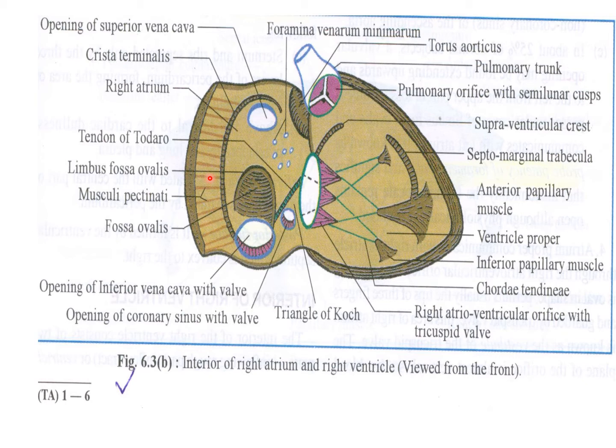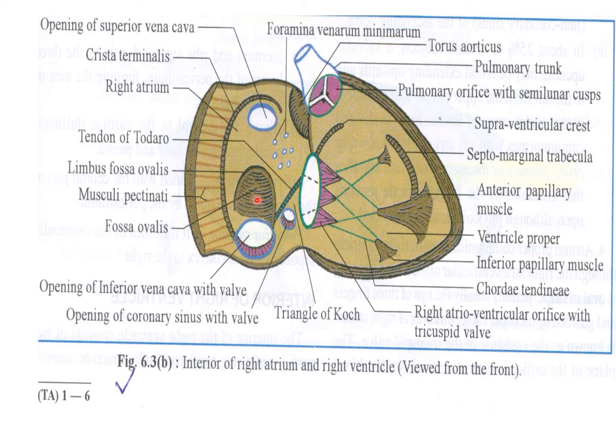Now the features present on the right side of the interatrial septum. What features are there on the interatrial septum? This is the interatrial septum. Here the fossa ovalis is present. This is the fossa ovalis. The margin above it is named the limbus fossa ovalis.